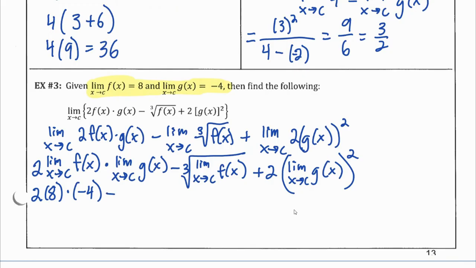Then I'm subtracting the cube root of 8. And I'm adding 2 times negative 4 squared. So 2 times 8 times negative 4 is going to be negative 64. The cube root of 8 is 2, so minus 2. And then 4 squared is 16 times 2 is going to be 32. So the answer to this should be negative 34.